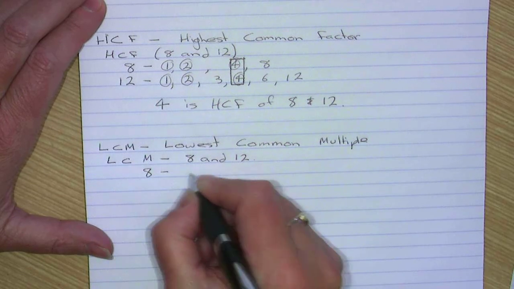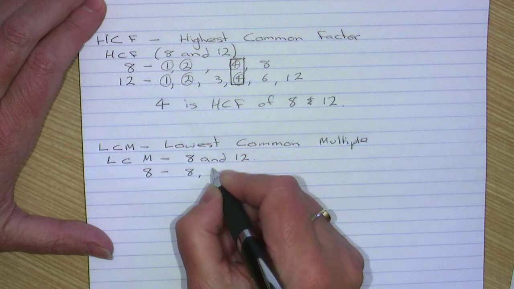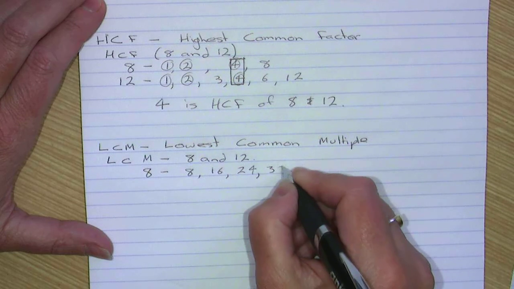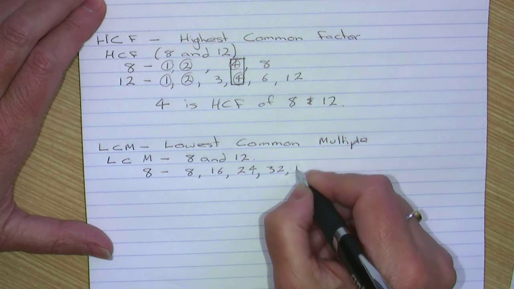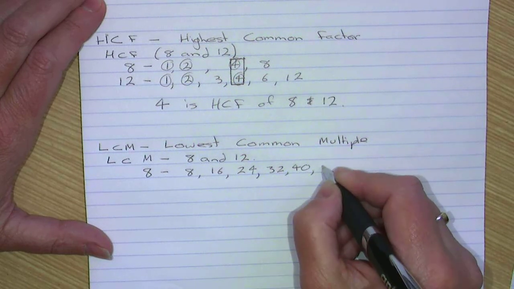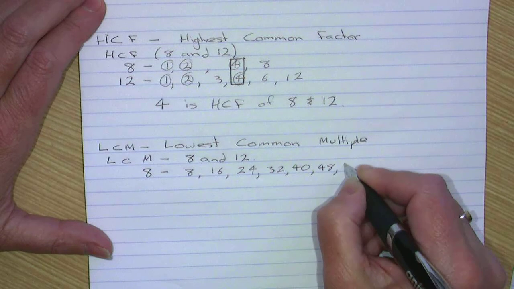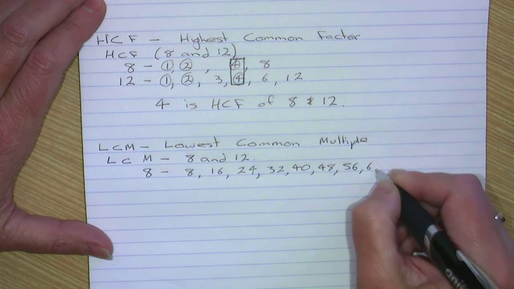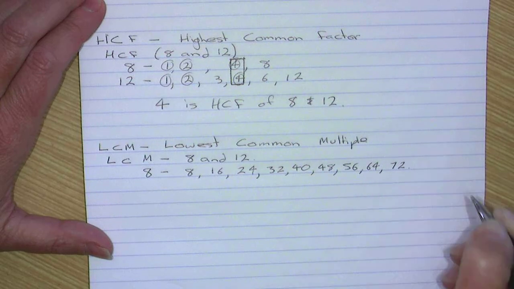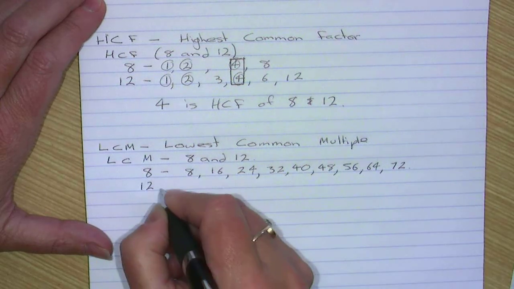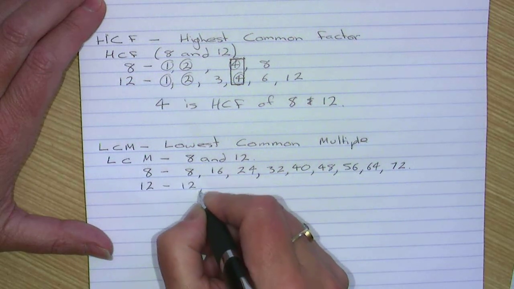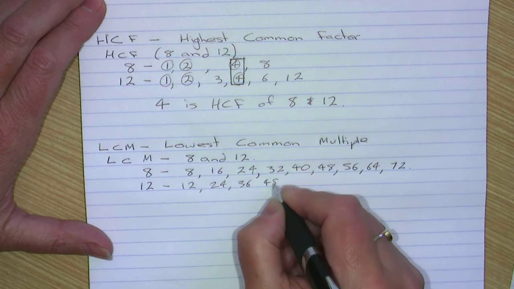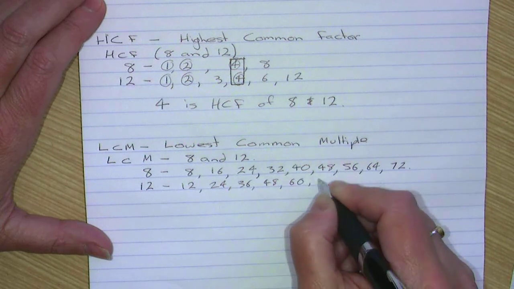8, 16, 24, 32, 40, 48, 56, 64, 72. And the multiples of 12 are 12, 24, 36, 48, and 60, 72. And the 72s are the same.